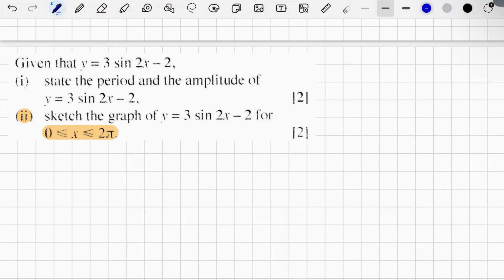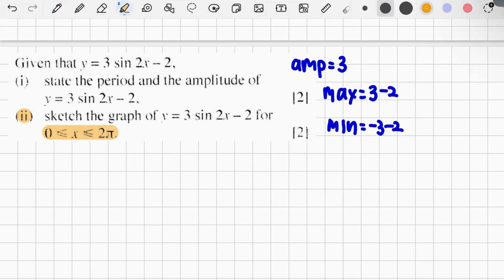Okay, so from here, what I have here is that my amplitude is equal to 3, which means by right, my max is 3, my minimum is -3. But because of the -2 at the end, these two come together, right? This is 1, this is -5. So I can do a quick sketch already, right?